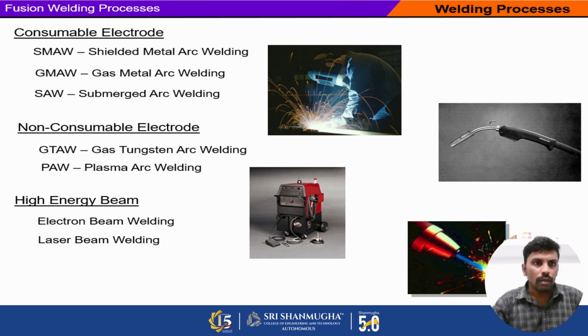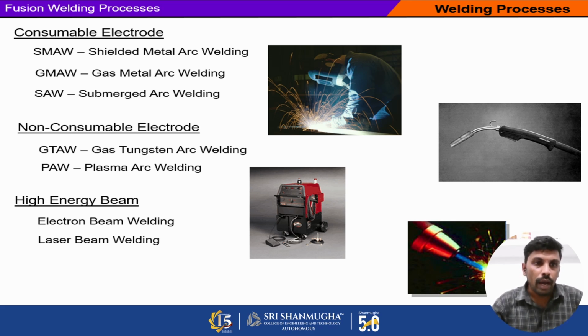Based on the consumable electrode, the processes are SMAW, shielded metal arc welding, then GMAW, gas metal arc welding, and then SAW, submerged arc welding. In these types of welding we are using consumable electrodes. After that, with non-consumable electrodes, there is GTAW, the gas tungsten arc welding process, and PAW, the plasma arc welding process.